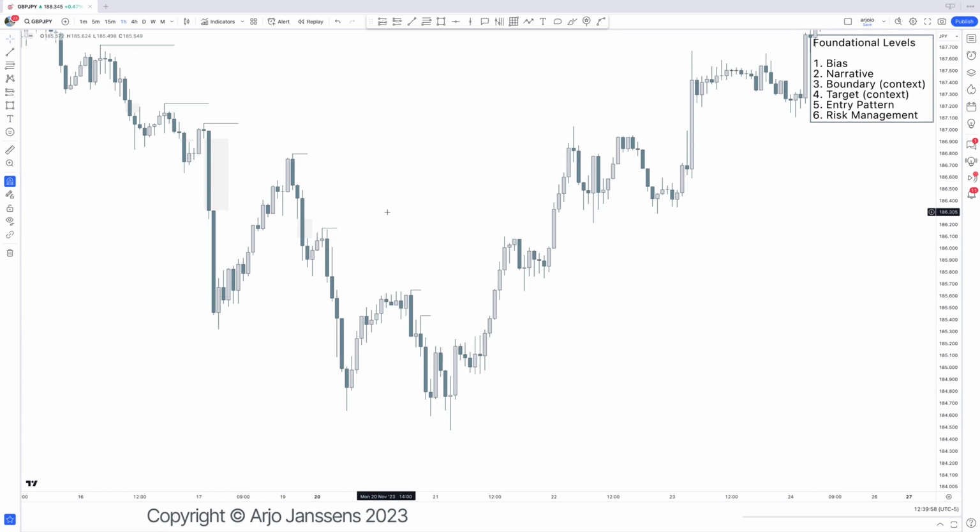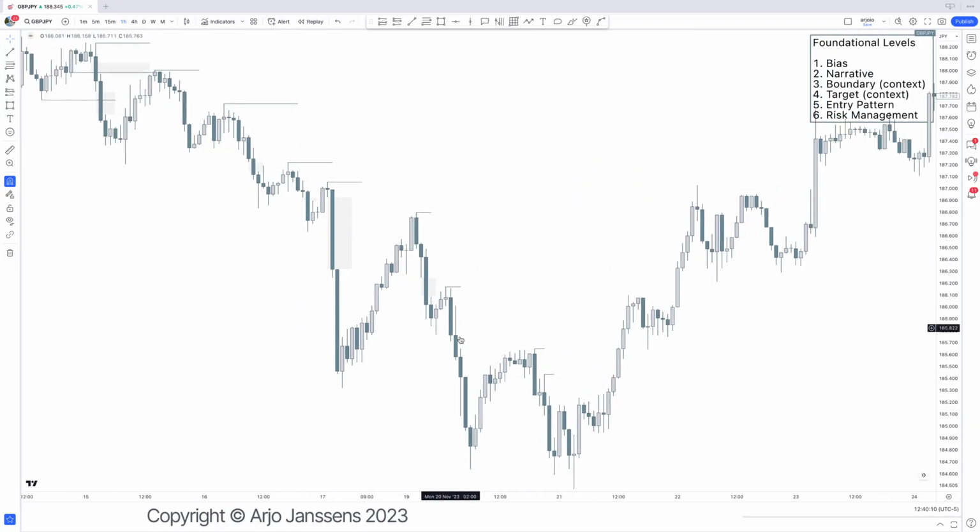Because order flow, as we mentioned in the beginning of the video, is like that relativity theory. It's relative to every time frame. So it's different on every time frame, because the order flow here was overall bearish.